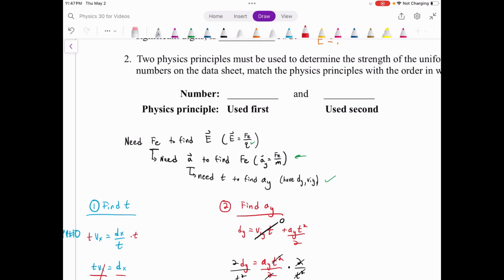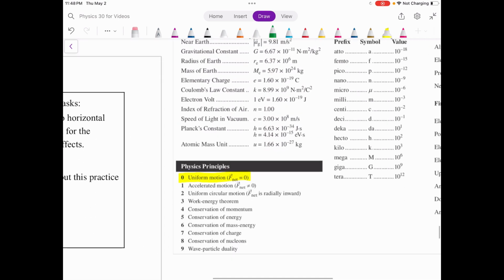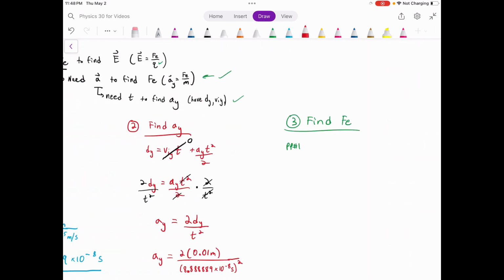Okay, so now here we go. We got the acceleration now. Now we can get the electric force using the fact that the acceleration is equal to that force divided by the mass of the object it's acting on, which is the electron here. All right, and so here we're just using Newton's second law, right? Physics principle number 1, accelerated motion. I guess we were actually using that in the previous step as well. We were thinking about accelerated motion, right? Motion where the speed is not constant. It's changing its velocity, okay?